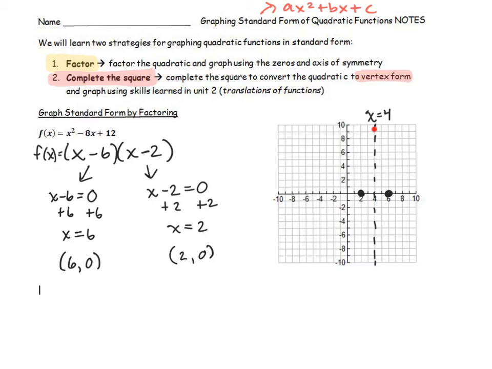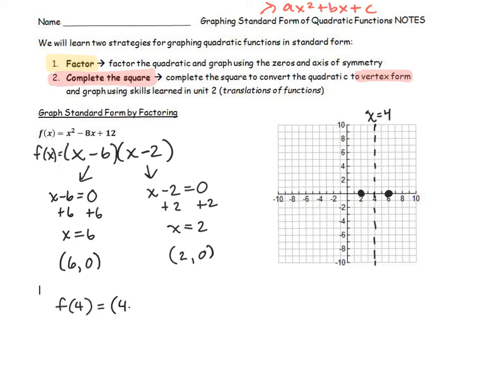Now what I need to do is find out where the vertex is. It's somewhere along this axis of symmetry. So I'm going to take that value of 4 and plug it into my original equation. So I'm essentially doing f of 4. I like to plug it into my already factored form, which is right here. You could plug it into either, but I'm going to plug it into the factored form.